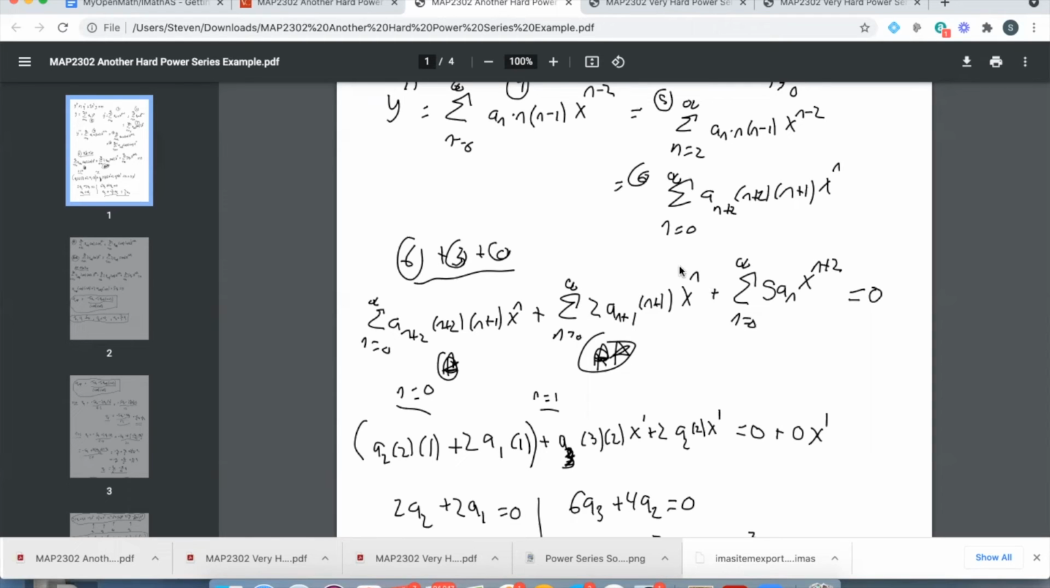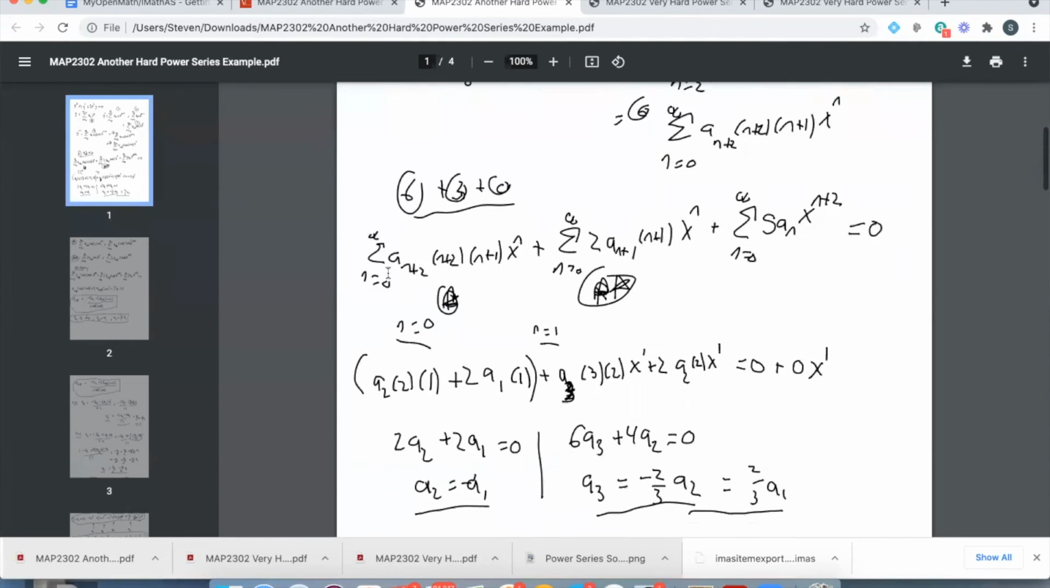So I would like to raise this up by 2 and drop that down by 2. I can't. I can't have negative starting points. So what we have to do is break off the first two terms. Plug in n equals 0 and n equals 1 so that I have the space. Deal with those two terms by themselves. The x to the 0 and the x to the 1 terms by themselves.